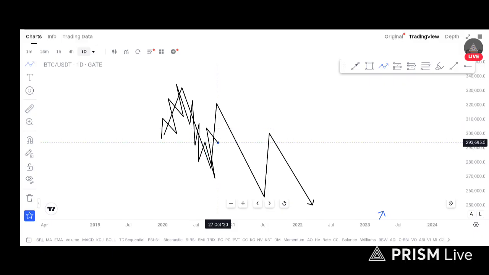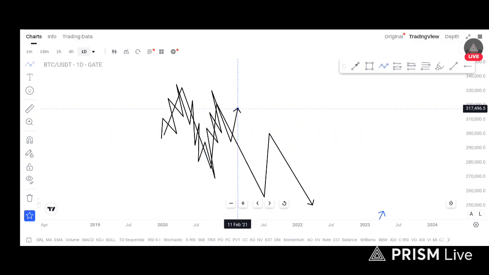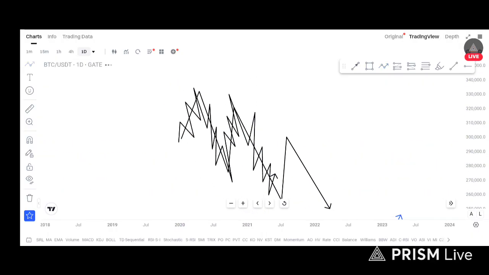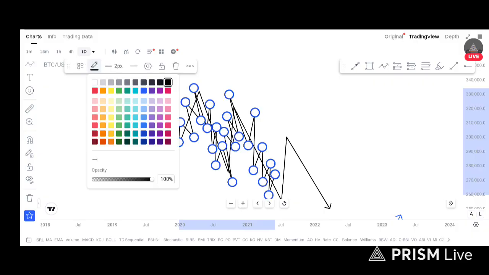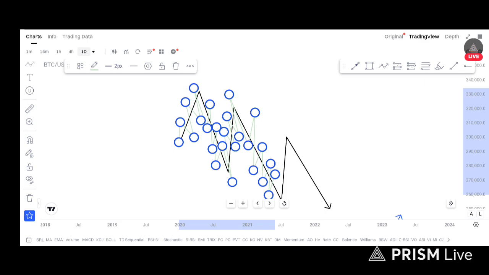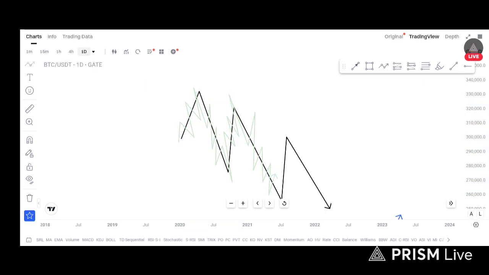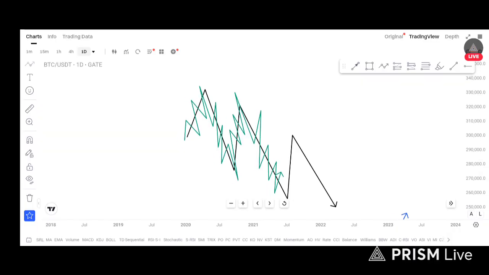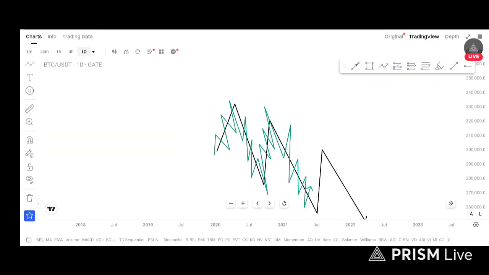Same thing applies to the next time frame lower than this one we have here. Very simple. This color is not that visible, so let's change it. Let's use a thicker green. On the 4-hour, this is what is going to be happening.